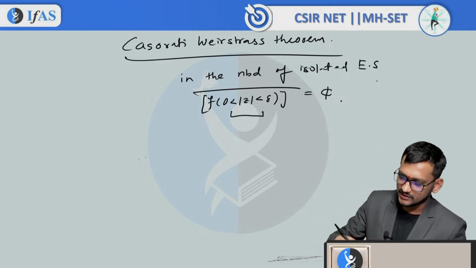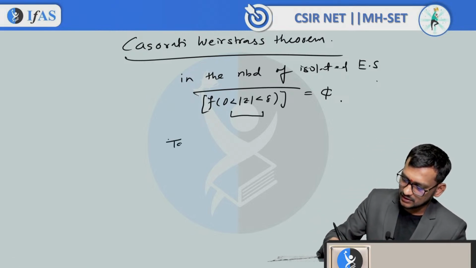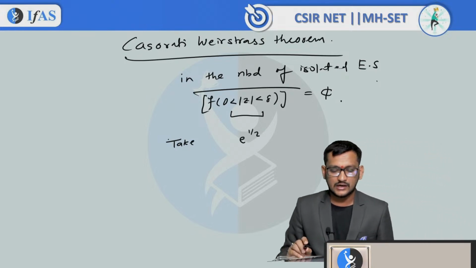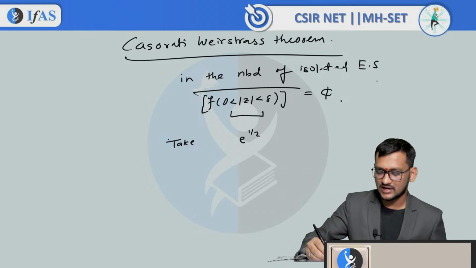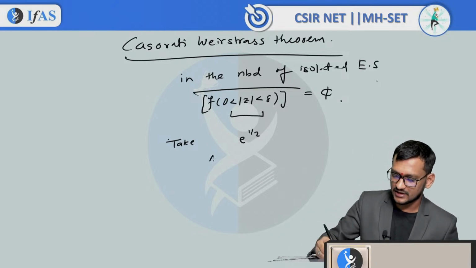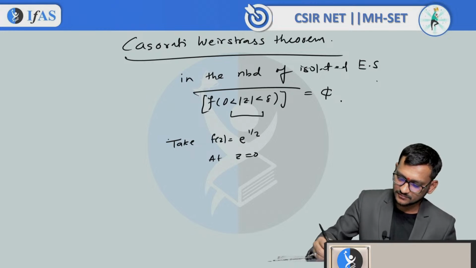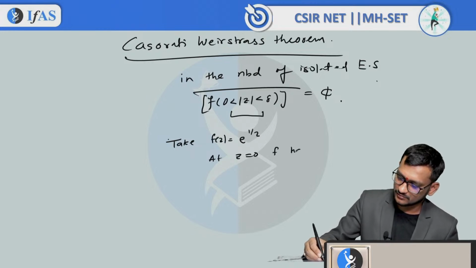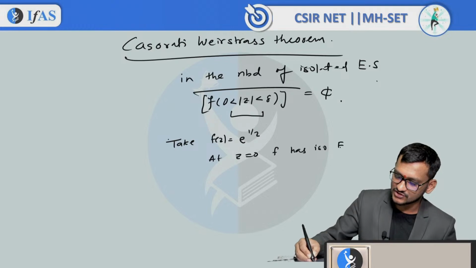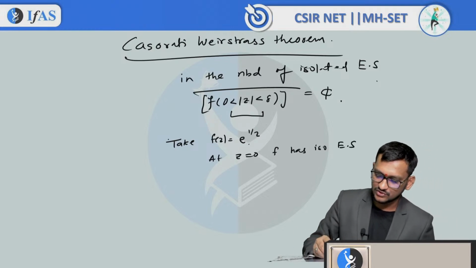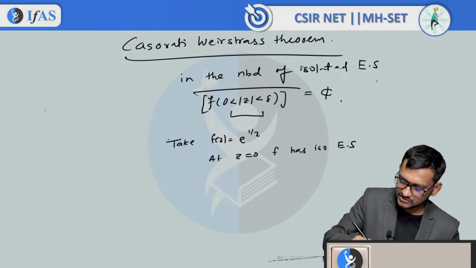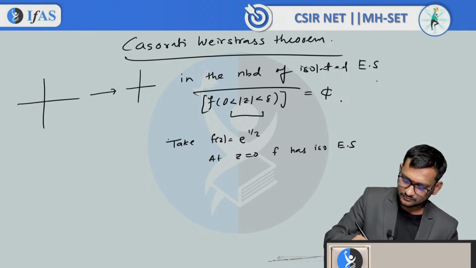So what is happening here? For example, if I take e to the power 1 by z, this is again non-constant and it has an isolated essential singularity at z equal to 0. So what will happen to the deleted neighborhood of the unit disk? If I take the deleted neighborhood, let's select this.